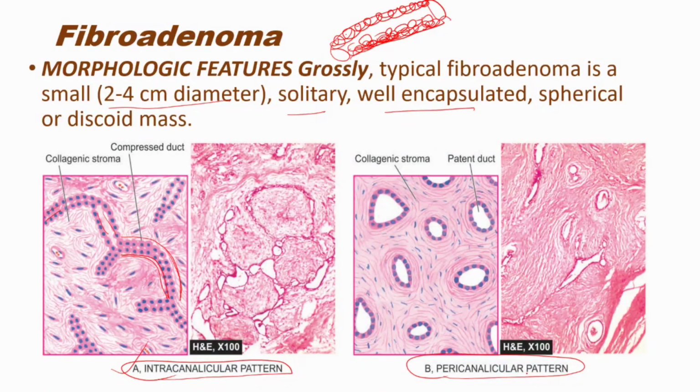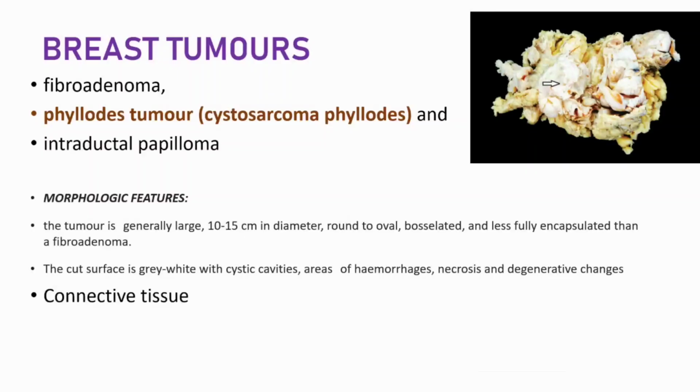Pericanalicular pattern in here, actually. The lumen is not closed, but the epithelial cells have a well encapsulated layer. Okay, cells are seen. These are pericanalicular pattern, and these are intracanalicular pattern. These are present inside the canaliculi, and these are present in the epithelial cells of the canaliculi. Okay, so these are about fibroadenomas.